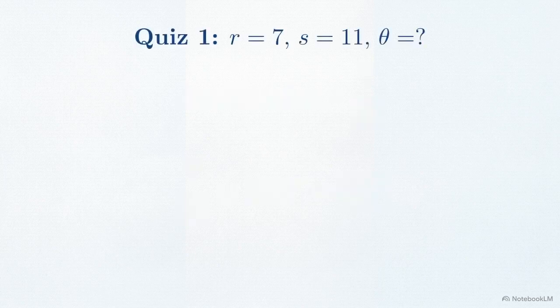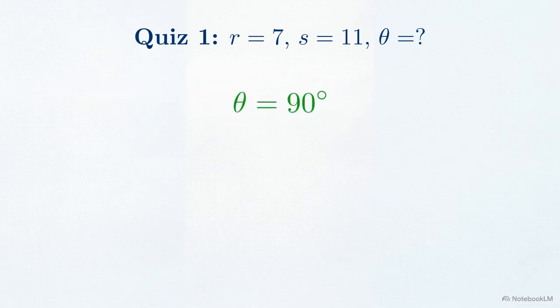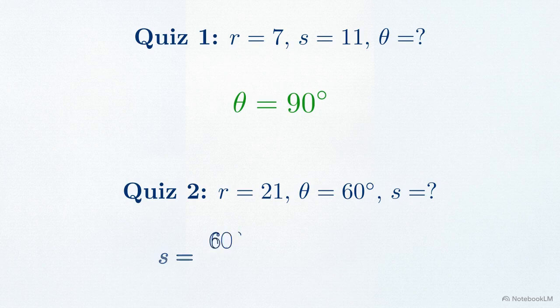Let's try a quick quiz. Radius 7, arc length 11, what is the angle? Plugging those in, the answer is 90 degrees. Next, radius 21, angle 60 degrees. What is the arc length? Working forward, the length is 22 centimeters.